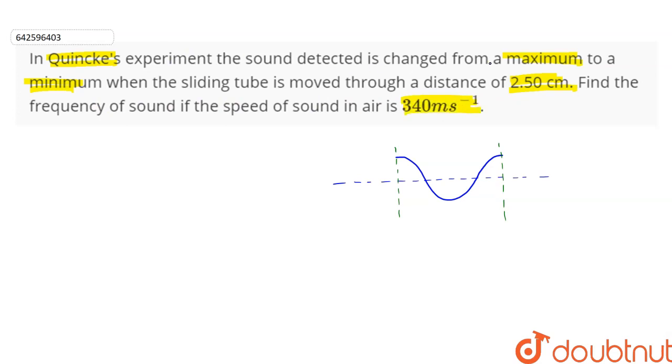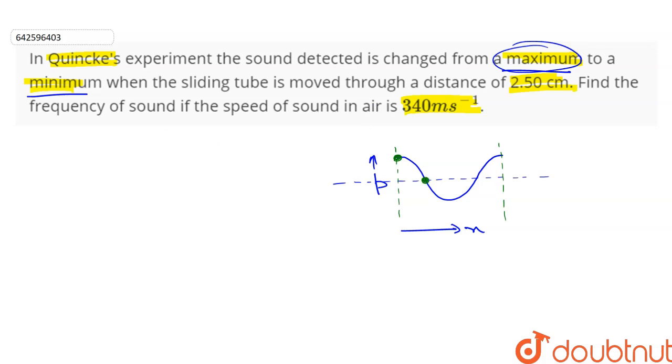So it is given that the amplitude of sound changed from maximum to minimum. So if this is a sound wave and this is the excess pressure and this is X, when amplitude is maximum, it means that it is a pressure antinode. So the sound detected is changing from pressure antinode to pressure node. So in this graph, this is the maximum amplitude and this is the minimum amplitude.